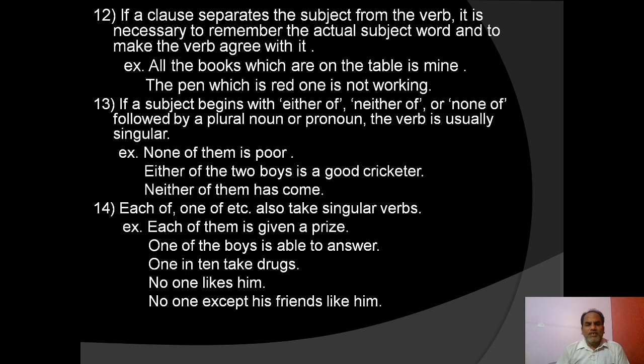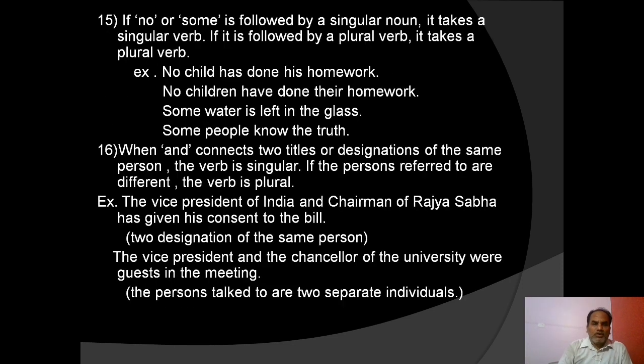No one likes him. Here no one is singular, so the verb is singular. No one except his friends like him. So it takes plural. Why? Because no one except his friends is here plural. So let us discuss another situation.